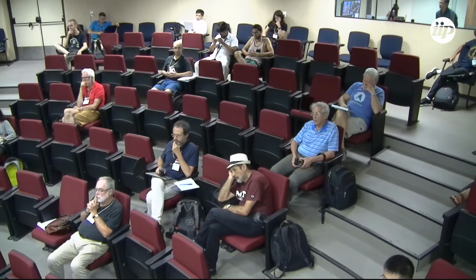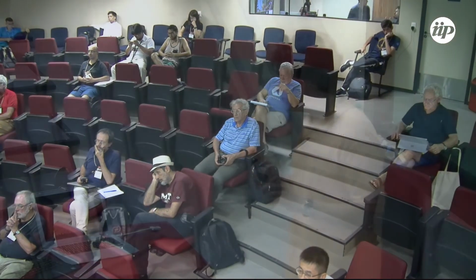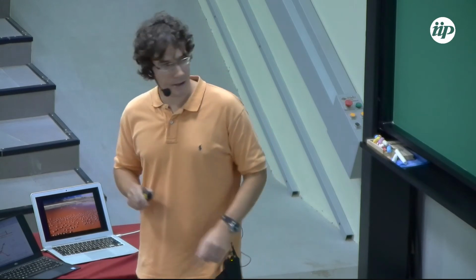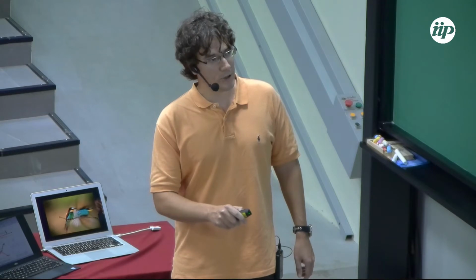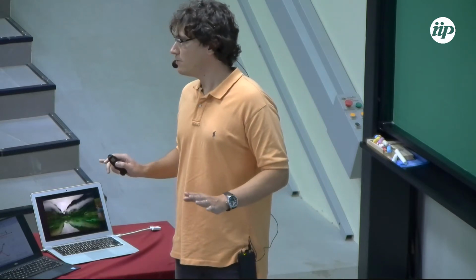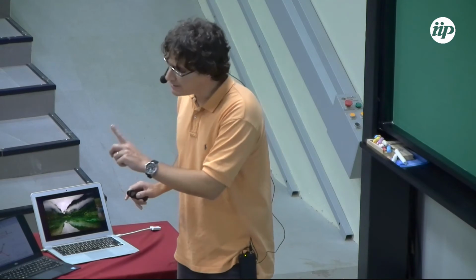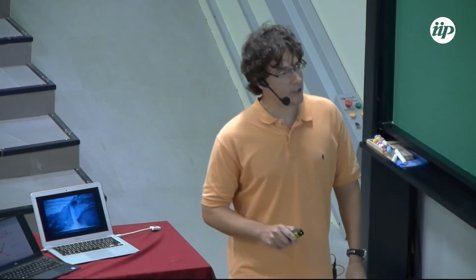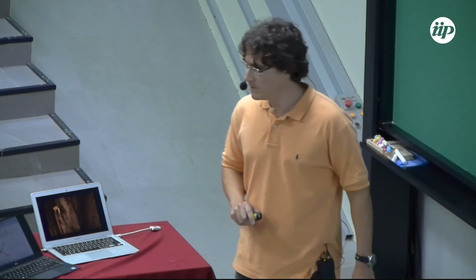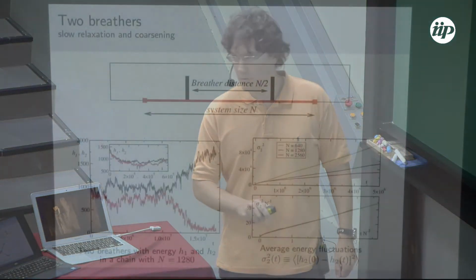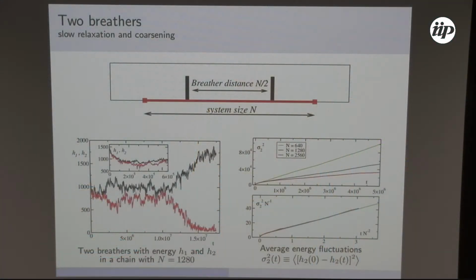In order to understand the origin of this coarsening process, what one can do is now to study the interaction of two breathers on an infinite temperature background. Okay? So this is the setup. I take an infinite temperature background, I put on one breather. If I stop here, this is equilibrium, nothing happens. But I put another breather, such that the breather distance is basically a half of the whole length of the chain. Suppose you have periodic boundary conditions, and I see what happens.